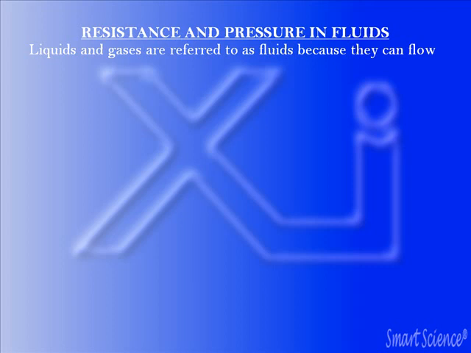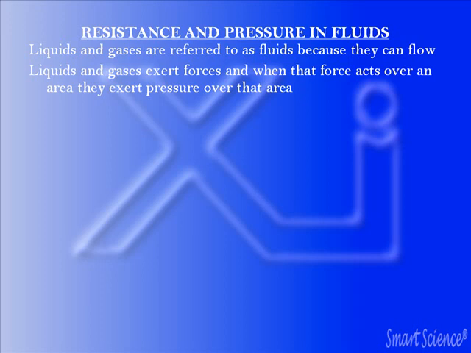The liquids and gases exert forces, and when that force acts over an area, they exert pressure over that area. So as the air blows against an area, it exerts force against that area, and that force over that area is what we term as pressure. The same way, when a liquid is poured onto a surface, it exerts a force onto that surface, and that force per the area of that surface gives us the pressure of the liquid on that surface.